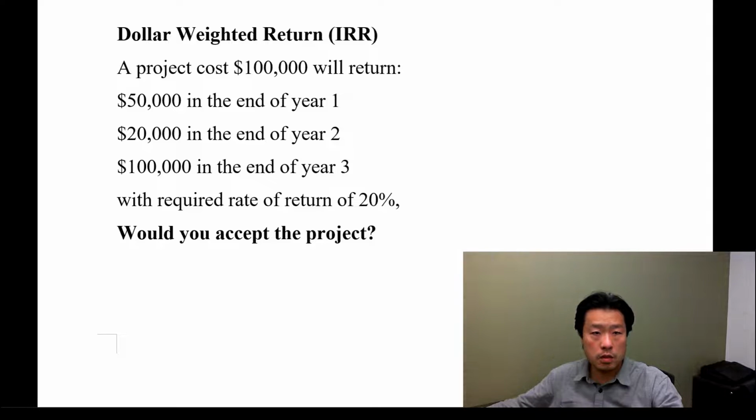Let's talk about the dollar rate of return today. It's the same as IRR, what we call internal rate of return. A project costs $100,000 and will return $50,000 at the end of the first year, $20,000 at the end of the second year, and $100,000 at the end of the third year. With a required rate of return of 20%, would you accept the project?